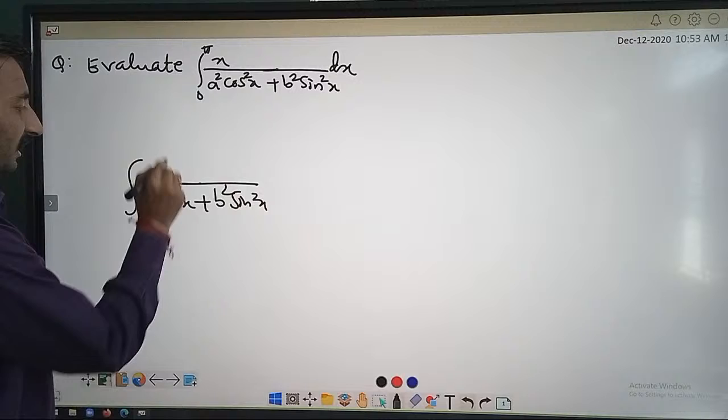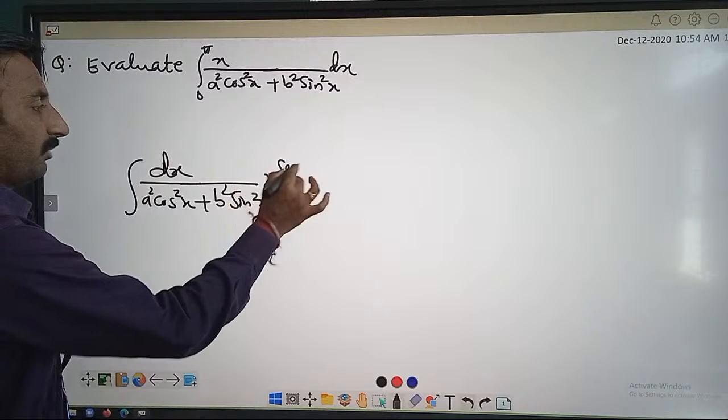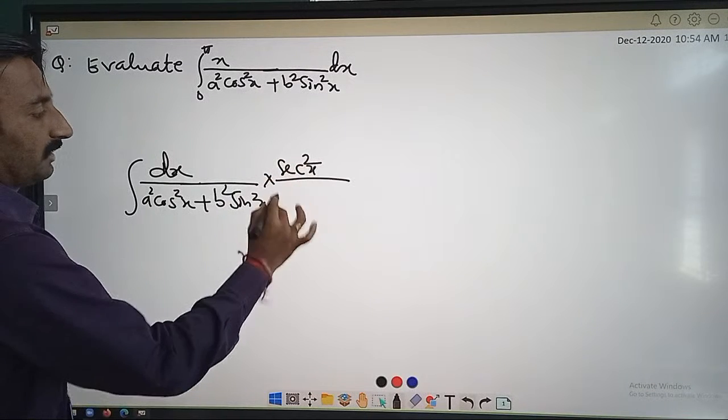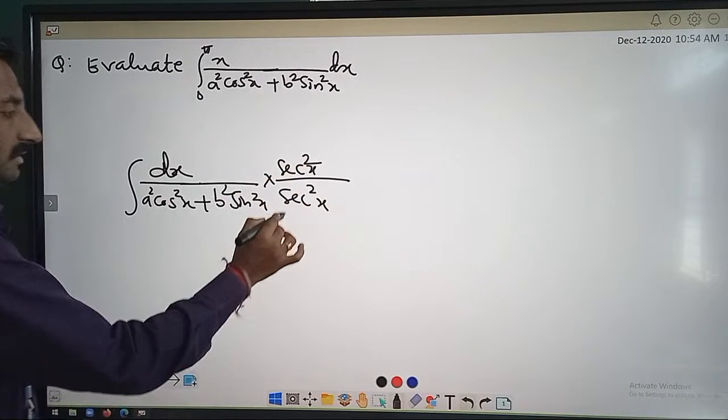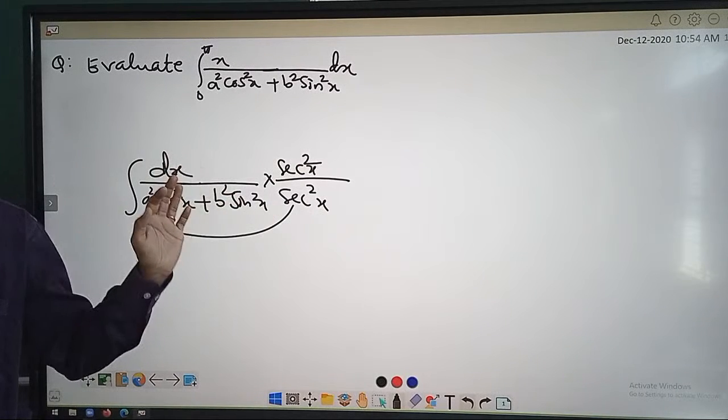Suppose there is an integration like this, whether in the indefinite or the definite case, always multiply and divide by sec square x. Why do you need to multiply by sec square x? If I multiply the numerator by sec square x and the denominator by sec square x, look at this: sec square into cos square is 1, because cos and sec are reciprocals.